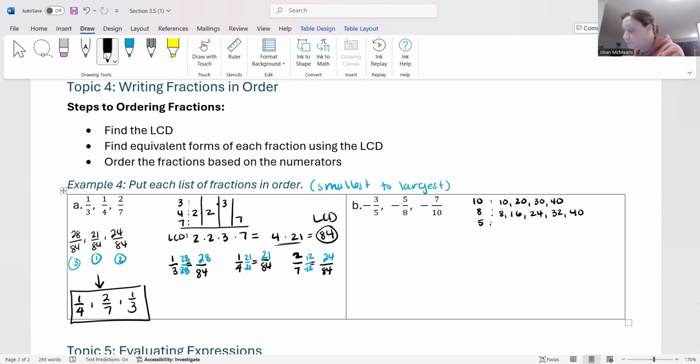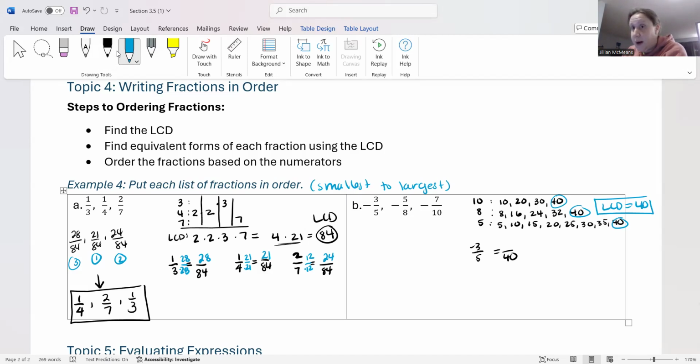Let's see if we can get it as a multiple of 5. So 5 times 1 is 5, times 2 is 10, 3 is 15, 4 is 20, 5 is 25, 6 is 30, 7 is 35, and 8 is 40. So we can see that pretty quickly 40 showed up as the lowest common multiple, or the least common multiple, so that becomes our least common denominator. So now what we're going to do is rewrite all three of these fractions using 40 as the denominator. So I've got -3/5. I need to rewrite that as something out of 40. So we ask ourselves, what would we multiply 5 by to get 40?